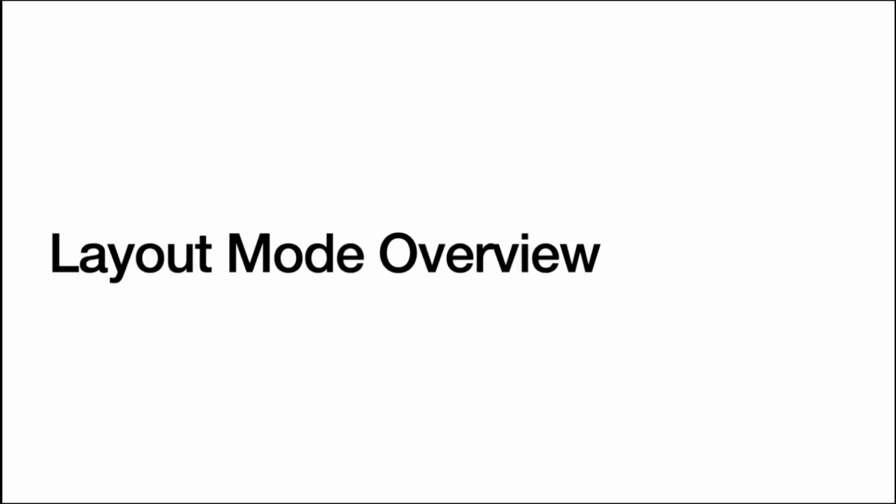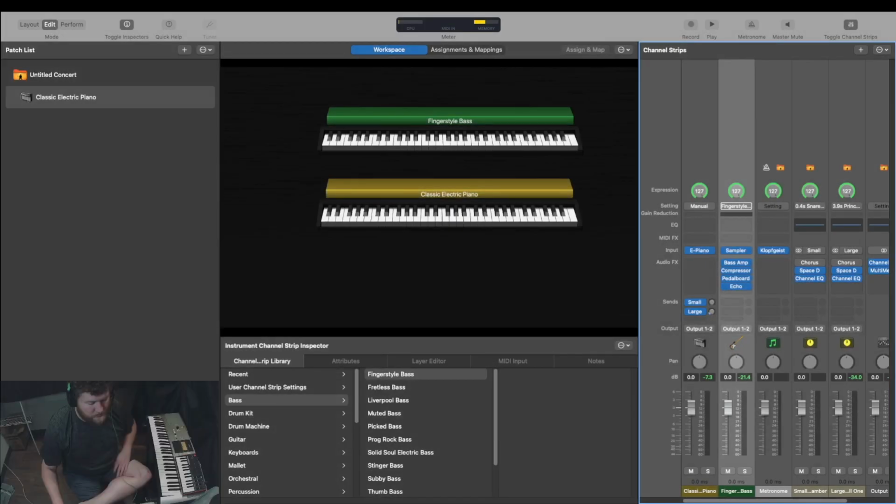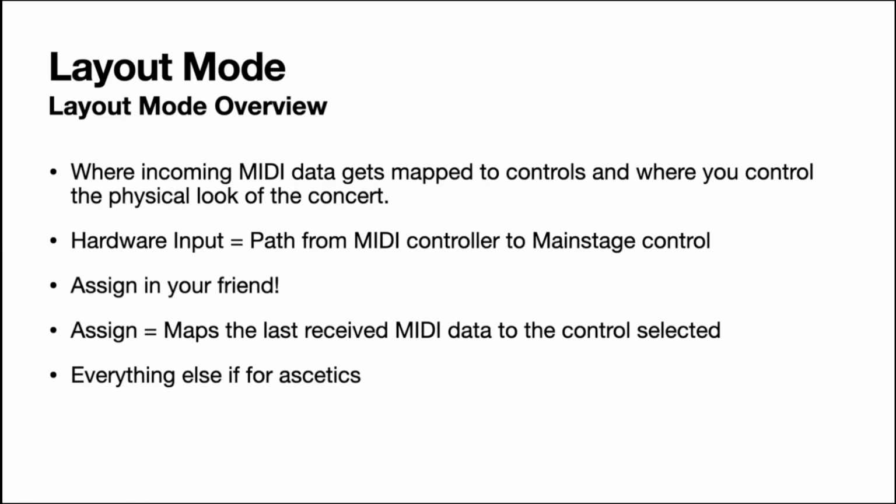So before we go into the layout mode, here's our concert again. So remember that we have our bottom here. We have the classic electric piano. And then up here, we have our fingerstyle bass. So we're going to add on to that a little more with this episode. So back to the slideshow.